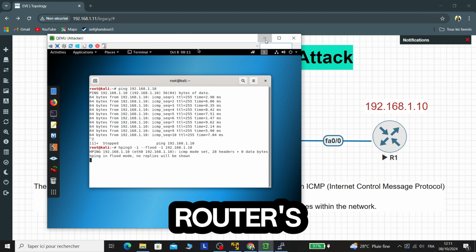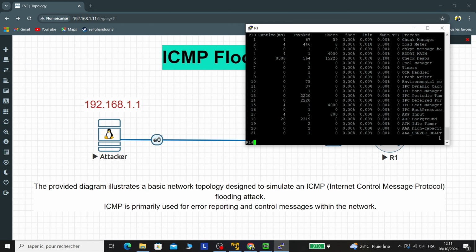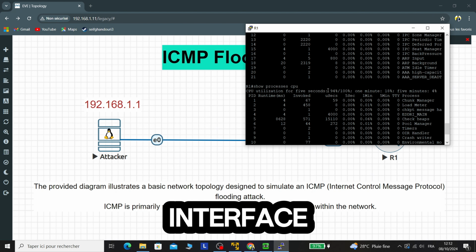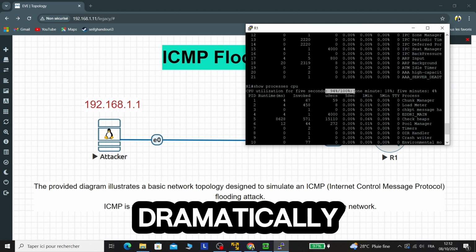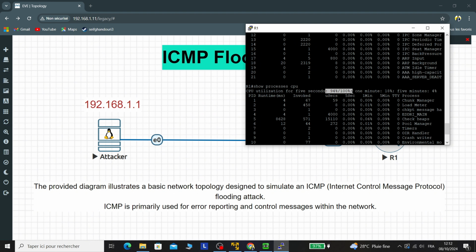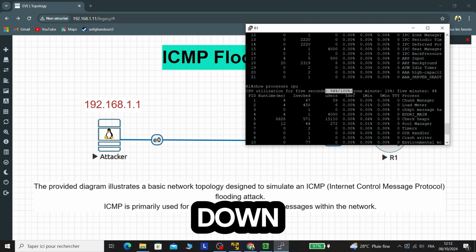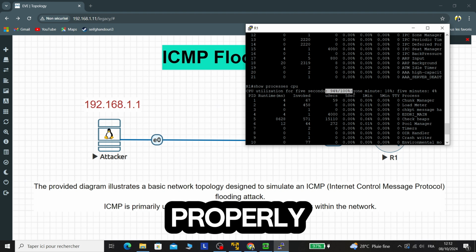Let's take a look at the router's CPU usage now. As expected, the attack starts to overwhelm the router's network interface, and the CPU usage spikes dramatically to about 94%. This shows the power of flooding attacks. Even a simple ping can bring down a system if it's not protected properly.